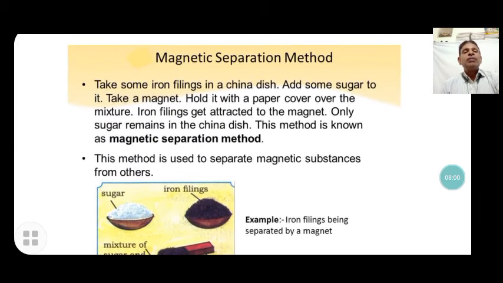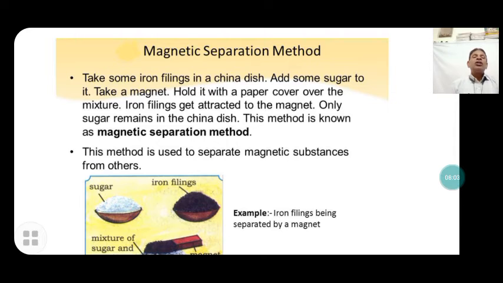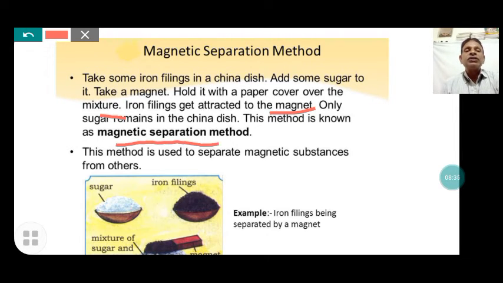Here, the magnetic separation method. In magnetic separation, one of the mixture components is a magnetic substance and the other is non-magnetic. Then the magnetic separation process is applied. Take some example here. Take some iron filings and a china dish. In the china dish, add some sugar to it. Take a magnet, hold it with a paper over the mixture. Iron filings get attached to the magnet. Only the sugar remains in the china dish. This method is known as the magnetic separation method. We can see this method is used to separate the magnetic substance from the non-magnetic others.